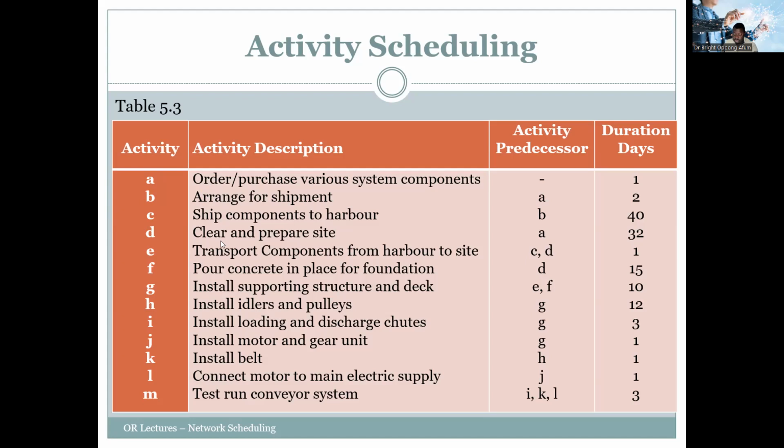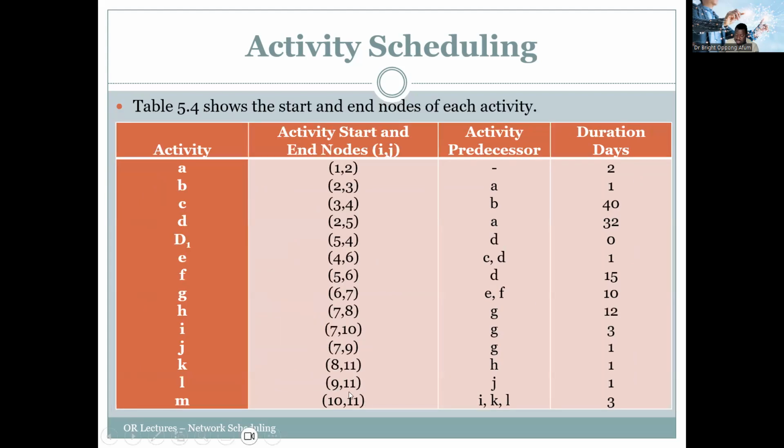So we first want to order or purchase the various system components, and we'll use 1 day, then we'll arrange for shipping. We'll ship the components to the harbor, prepare the sites where we'll construct the conveyor system, transport the components from the harbor to site, pour concrete in place for foundation, install the support structure, deck, and all those things. Then finally we test run.